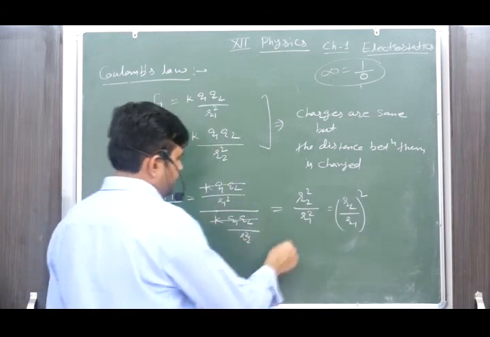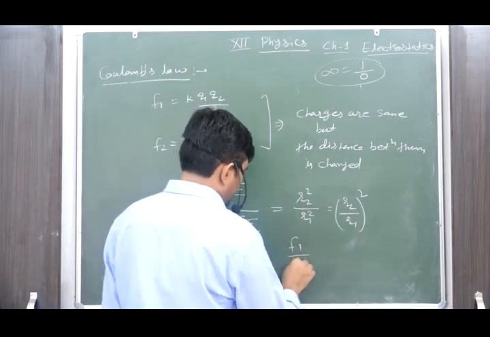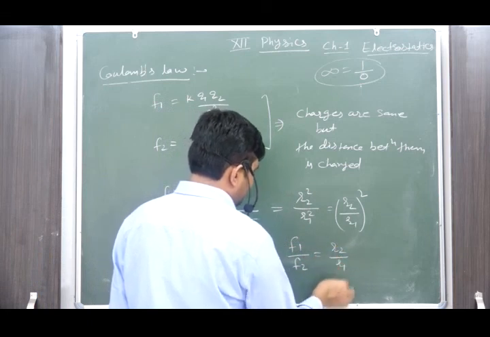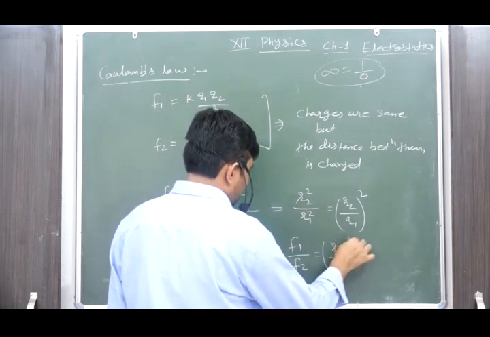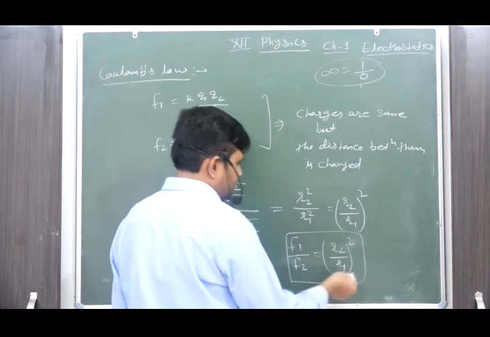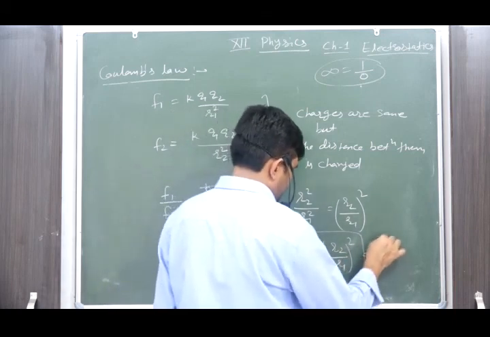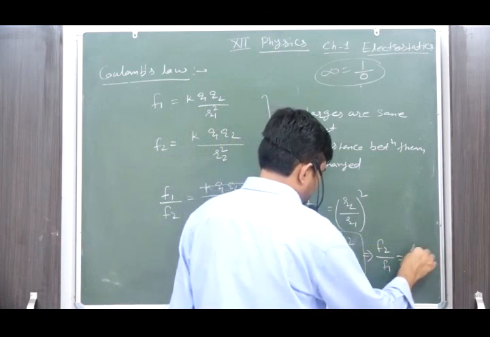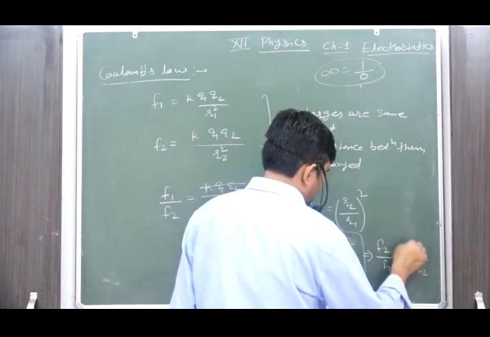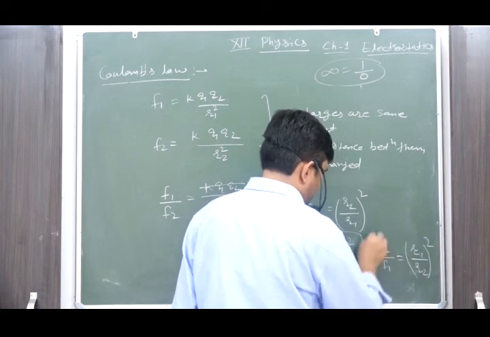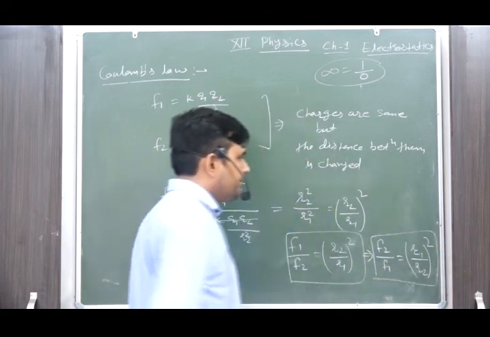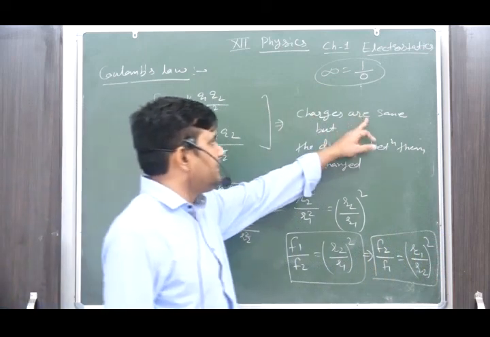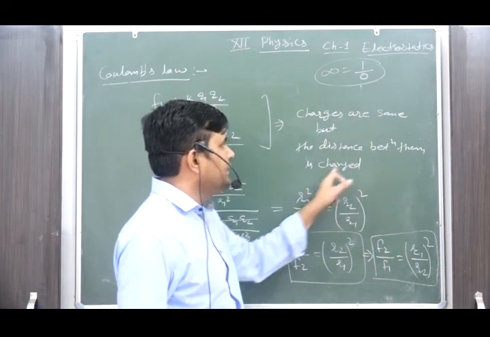Now the concluded formula is F1 upon F2 equal to R2 upon R1 whole square, or we can also write the formulation as F2 upon F1 equal to R1 upon R2 whole square. Clear? This is the basic formulation when charges are the same but the distance is changed.